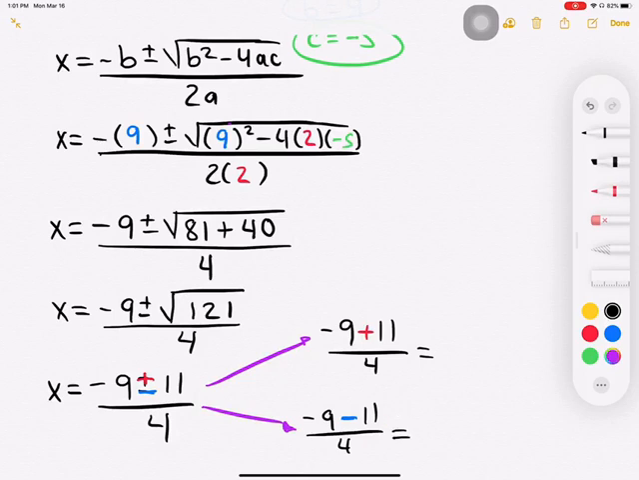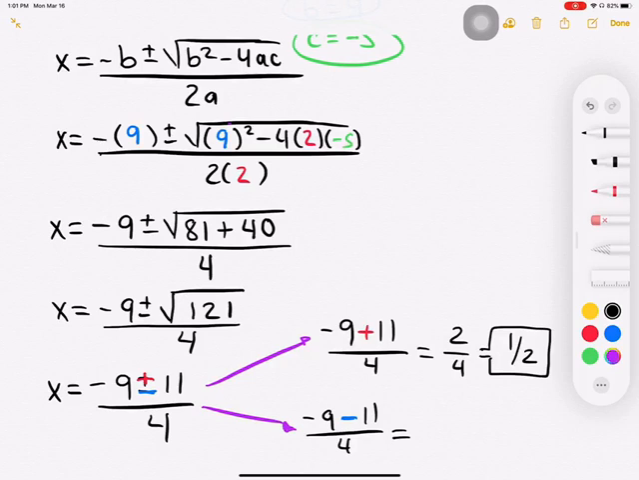So let's see what two results I get from here. So -9 plus 11, the one on the top, that's going to be +2 divided by 4. And at this point, I have a fraction, and the only thing that I can do is try to simplify that fraction a little bit more. Right? You divide the top and the bottom by 2, and this is going to help you simplify that fraction. 1/2 is the first result that you're going to get, or the first solution for this quadratic equation.